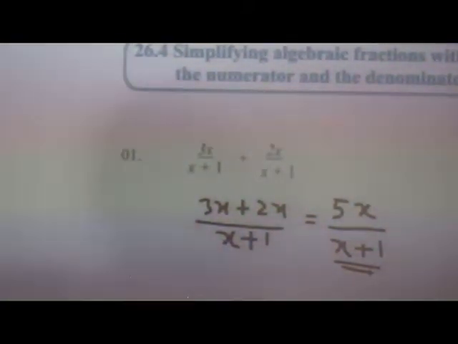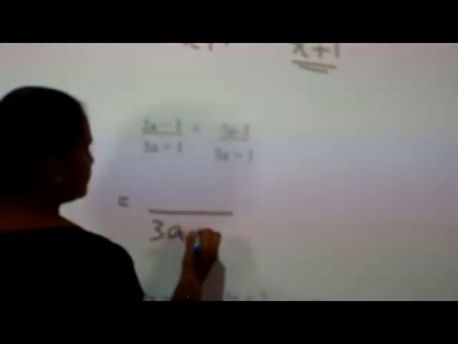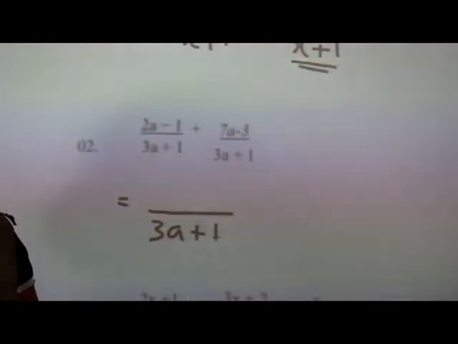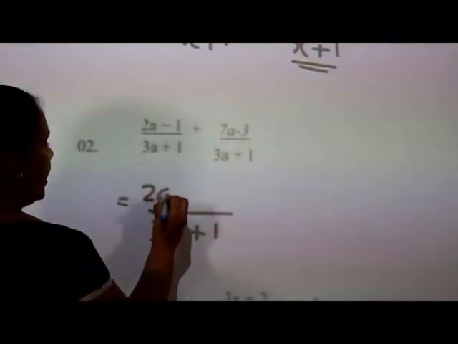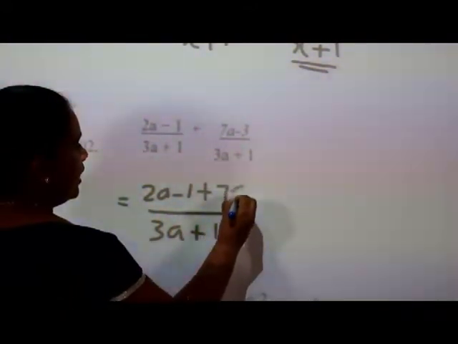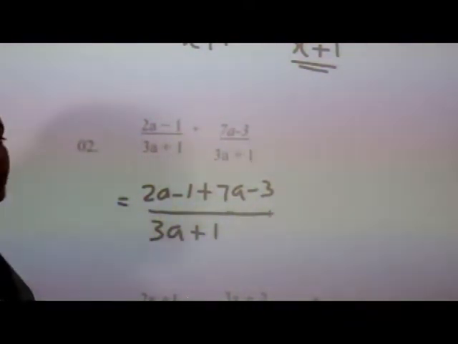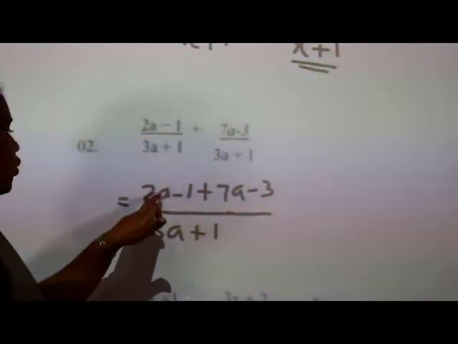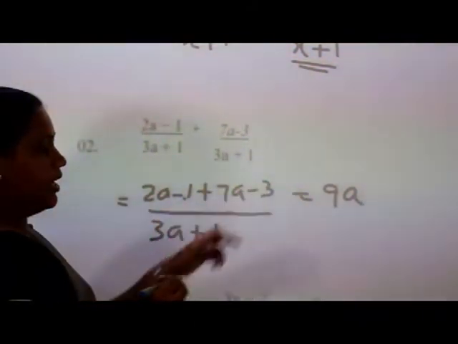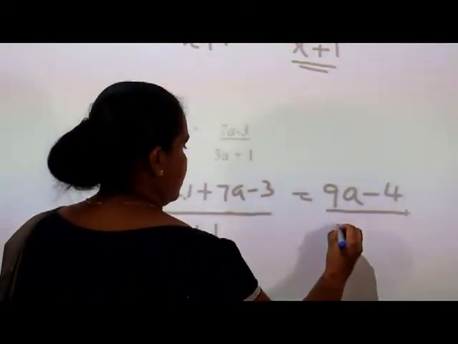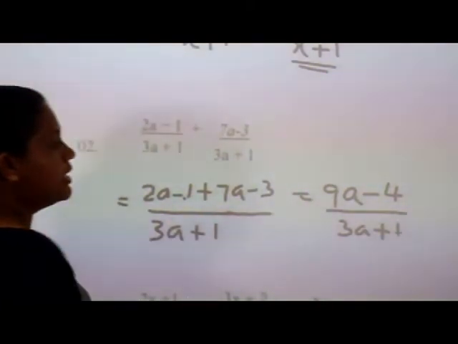Very easy. Look at the next one. Here the denominator is 3a plus 1, so the common denominator is 3a plus 1. Now you should follow the same procedure. You can add the numerators: 2a minus 1 plus 7a minus 3. Now you know how to add like terms. 2a plus 7a is 9a. Minus 1 minus 3 is minus 4. But the denominator does not change.